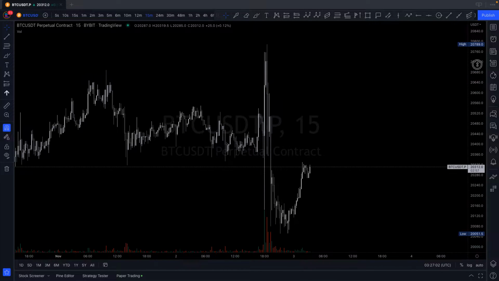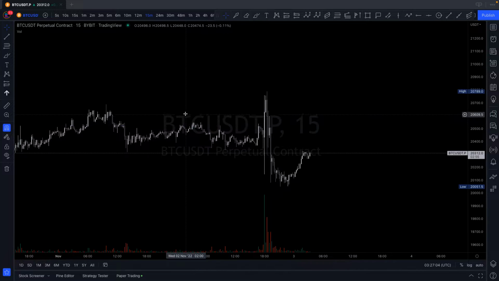So I've gotten asked a couple times, how do I make my levels chart? Not the chart I trade off of, but the one that sits to the side, so I don't have to constantly be adjusting weekly, daily, monthly profiles. So here's how we do that. Again, I start a brand new clean chart so you can follow along.